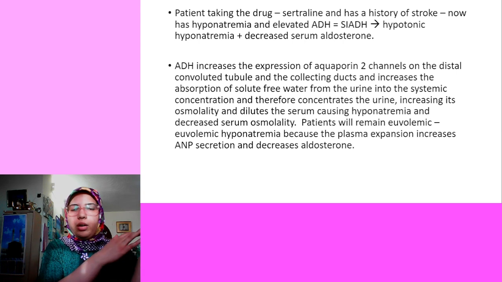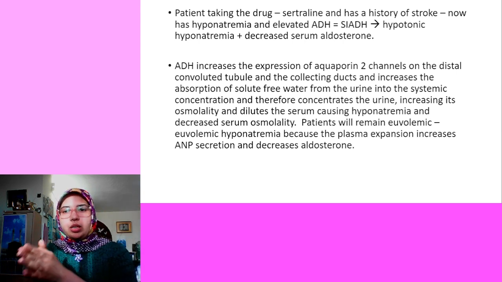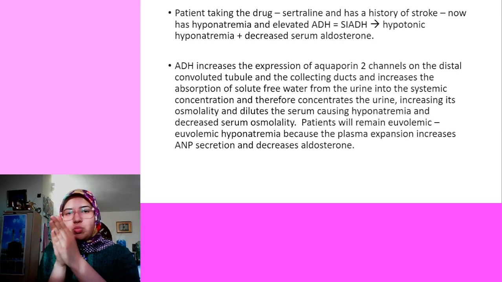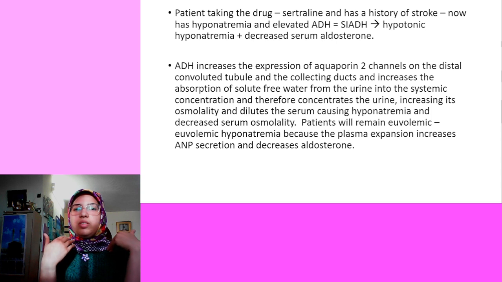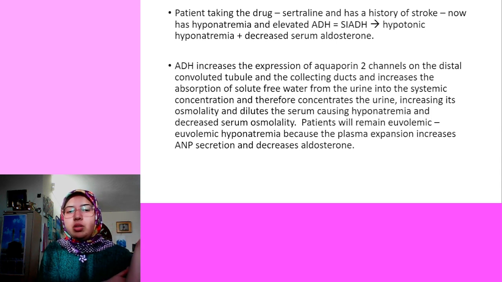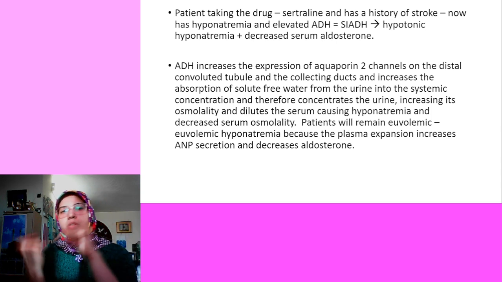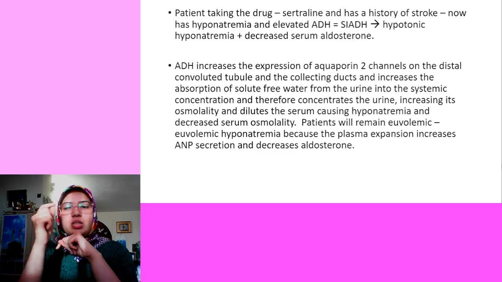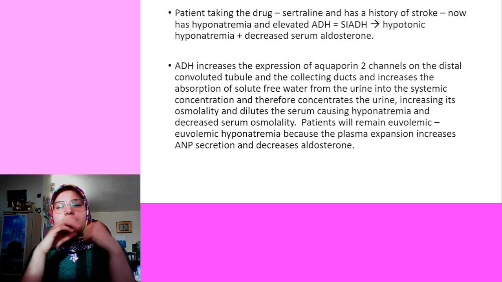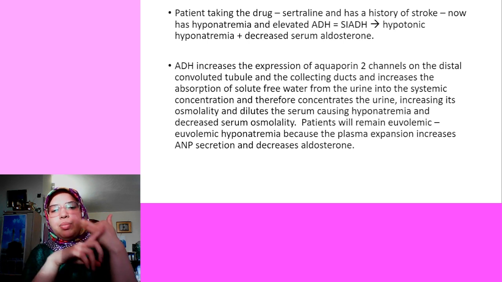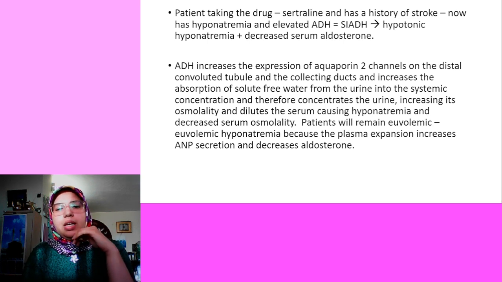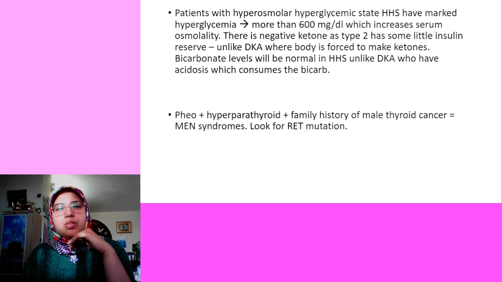So if I'm pulling water out of the urine, it now becomes more concentrated and has more solutes in it, increasing the osmolality of the urine and diluting the serum, causing hyponatremia. So I've taken in this water that's solute free into my serum, and now that's diluted, so the serum osmolality has decreased, the urine osmolality has increased. Patients will remain euvolemic hyponatremic, because the plasma expansion increases, and ANP and BNP are also secreted, and there is a decrease in aldosterone in response to this.